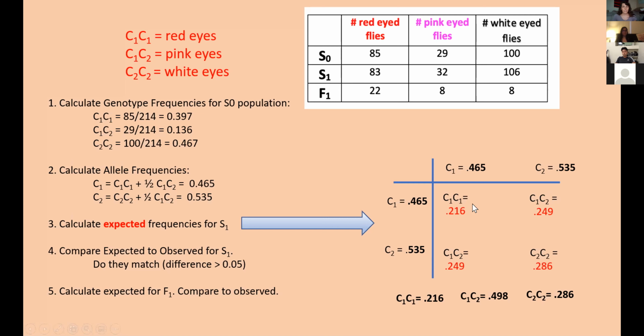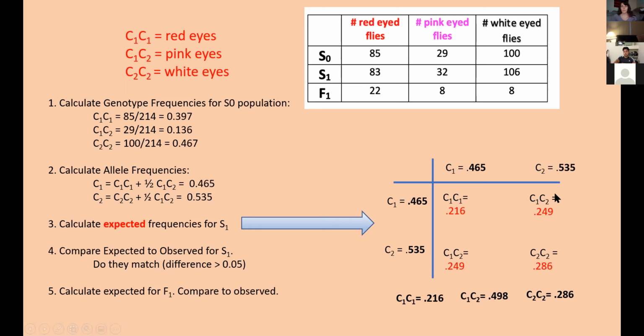For the C1, it's pretty easy. We just look to where the C1 is and say, okay, it's 0.216. So the expected genotype frequency for the red-eyed flies is going to be 0.216. Then let's go over to the C2. That's pretty easy too. There's just one C2 number. So that's the expected frequency for the white-eyed flies. So we're expecting about 21.6% of the population to have red eyes and about 28.6% of the population to be white-eyed. Then to get the rest, again, this should also add up to 100.